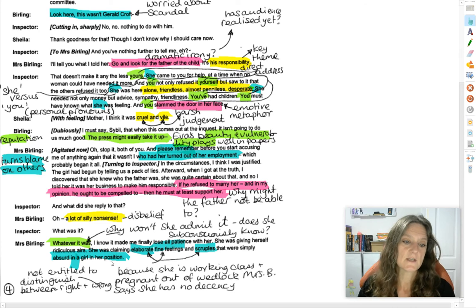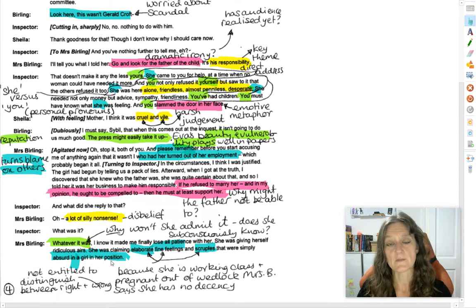Now, when she says a girl in her position, this makes me think, what's she talking about? The fact that she's working class? Is she talking about the fact that she is pregnant and unmarried? Or is she talking about the fact that it's kind of all of those things? She is unmarried and pregnant. But basically what Mrs. Birling is saying here is, if you find yourself in a position of being single and being pregnant and being poor, then you don't have the right to any kind of morality. You're not entitled to be able to distinguish between right and wrong in your life. You're not entitled to be allowed to have morality or decency in your life.